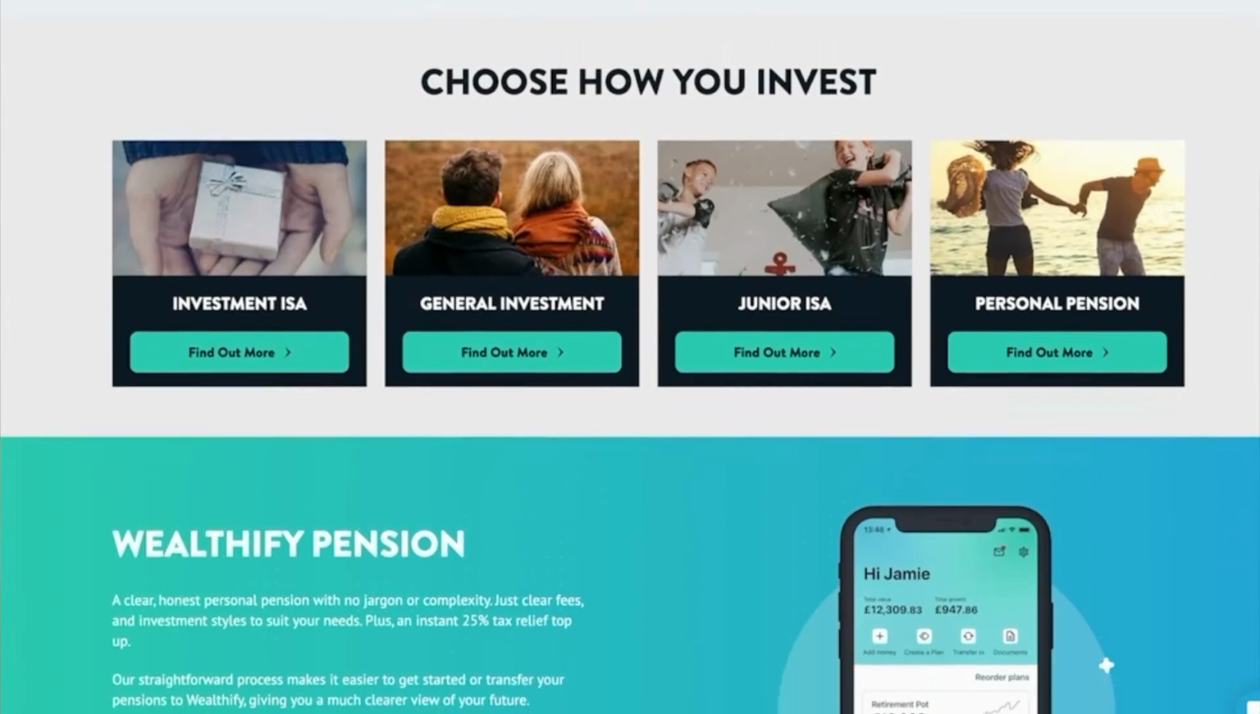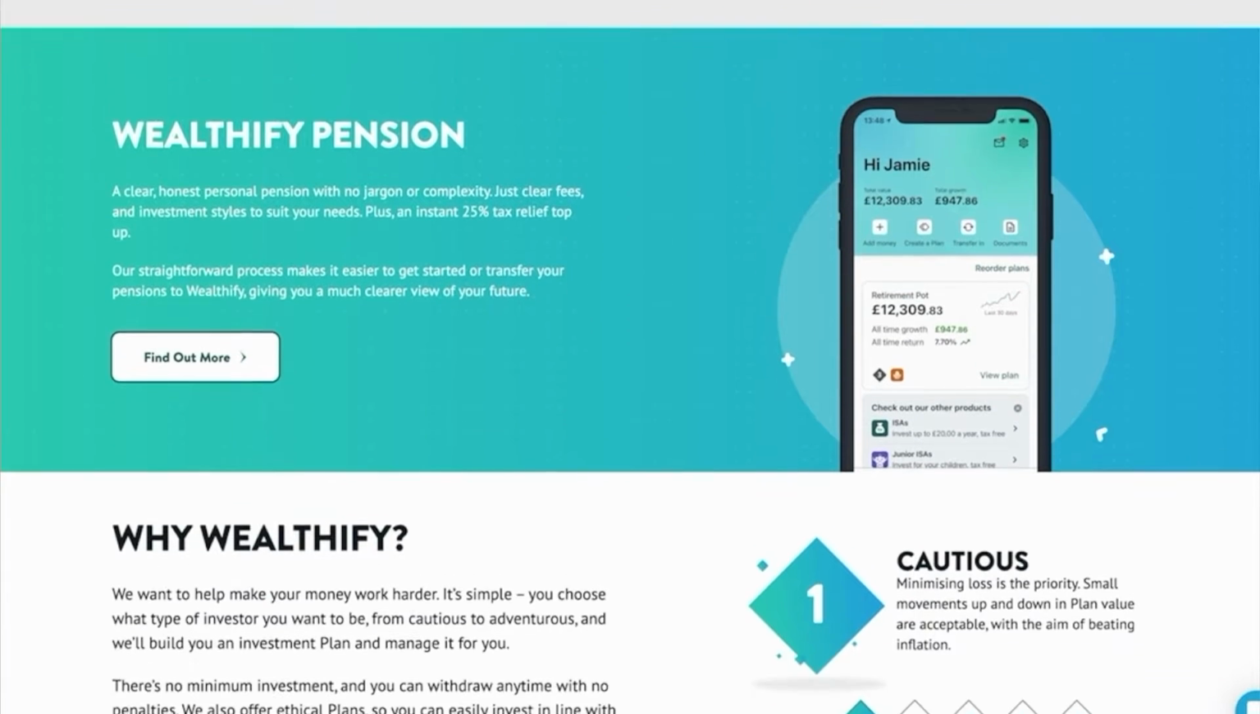Wealthify is one of the most established robo-investing platforms out there, offering a simple and effortless way to invest money and have it managed on your behalf. Unlike a DIY investment platform which lets you select your own investments, Wealthify do this for you, placing your money in a portfolio suited to your risk appetite.